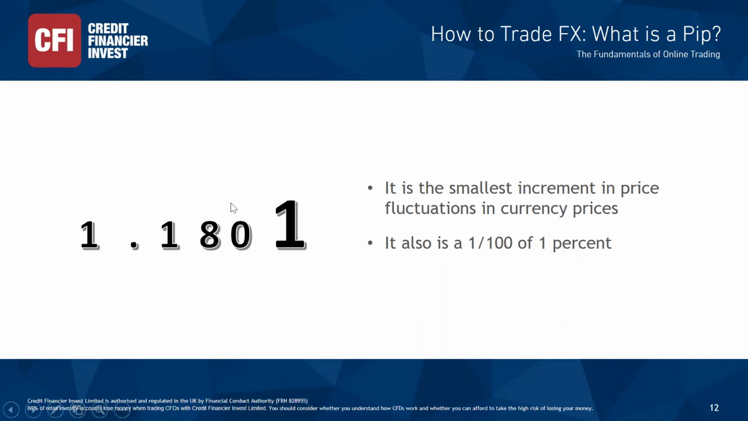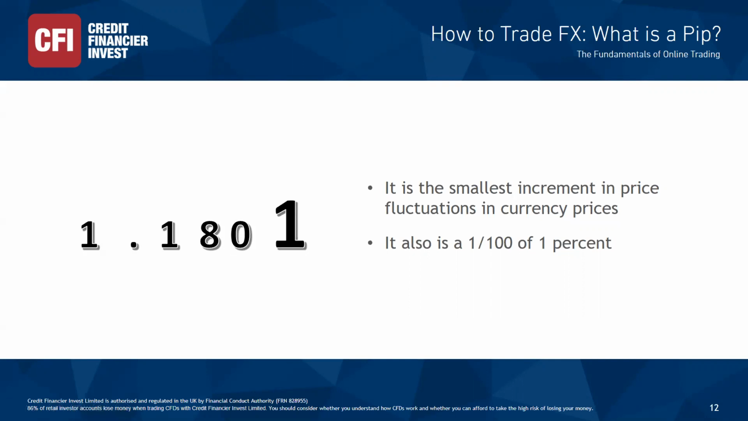So here's a little example, as you can see. Let's say the price of the euro dollar is 1.1801. Since this number is my fourth decimal, that would be my pip, okay? So every time this number goes up and down, that would be 1 pip more, 1 pip less, etc. Then if the 0 goes up, that would be 10 pips. If the number 8 goes either up or down, it would then be 100 pips. And if the number 1, the first decimal, goes up or down, it would then be 1,000 pips.